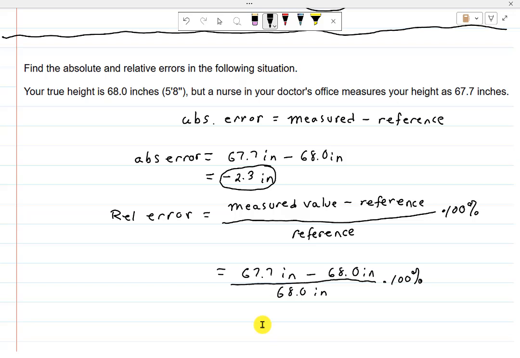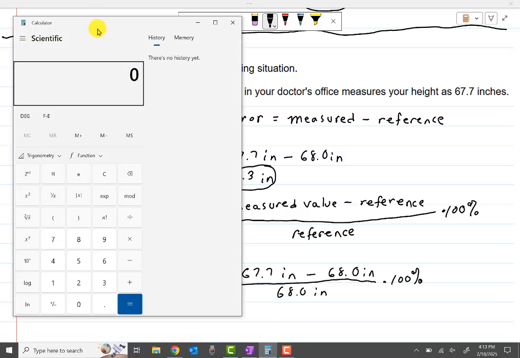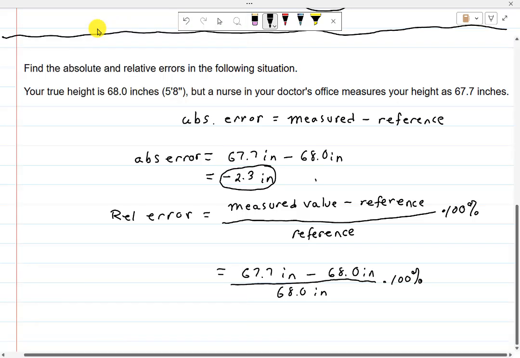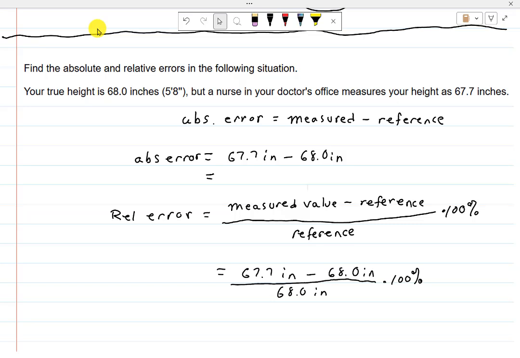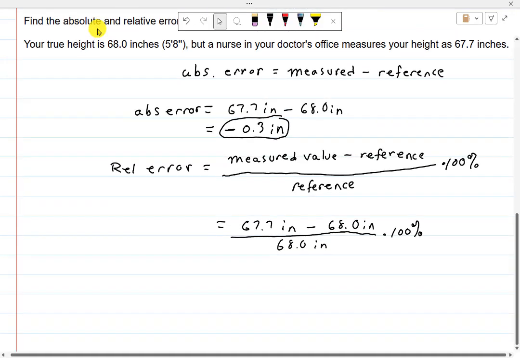Let's grab the calculator and calculate this number. 67.7 minus 68.0, that gives me the negative. I made a mistake on the first one. Let me come back for a second before I finish here. I made a mistake there. That is not 2.3. I don't know what I was thinking of. This is negative 0.3 inches.